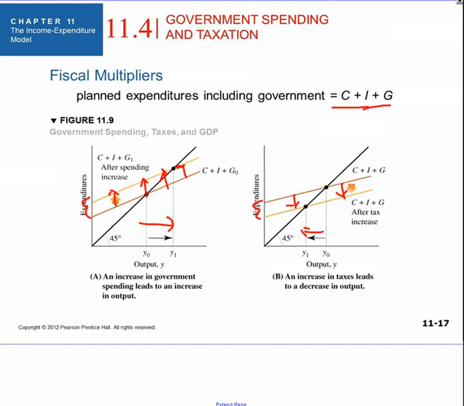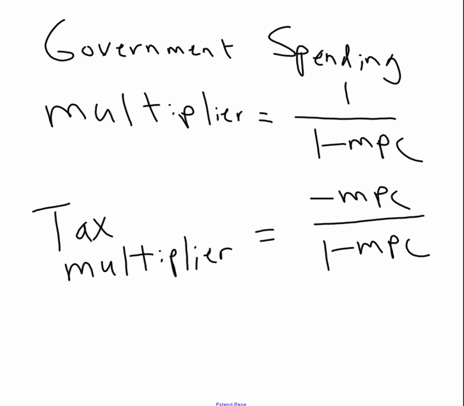Now, let's look at the government spending multiplier. The multiplier is 1 over 1 minus MPC, which is the same multiplier as we were using before for investment and consumption. Now, 1 over 1 minus MPC is the government spending multiplier, but the tax multiplier is negative MPC over 1 minus MPC. So we have two different multipliers.